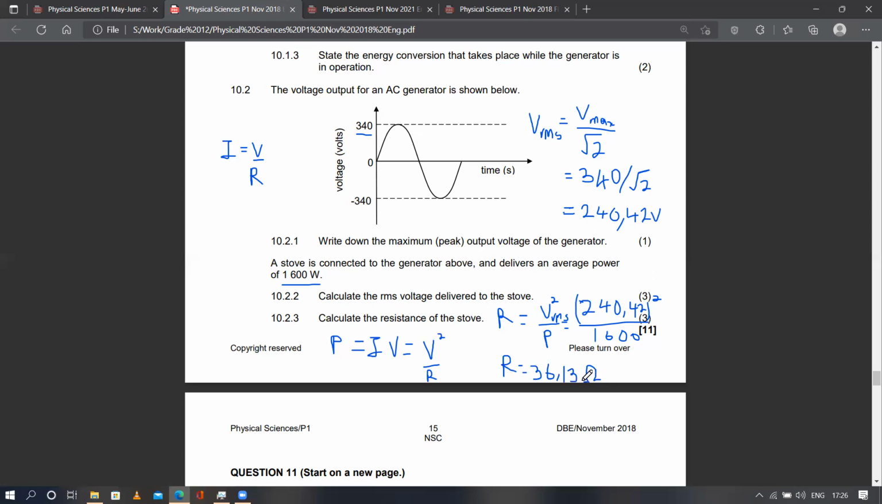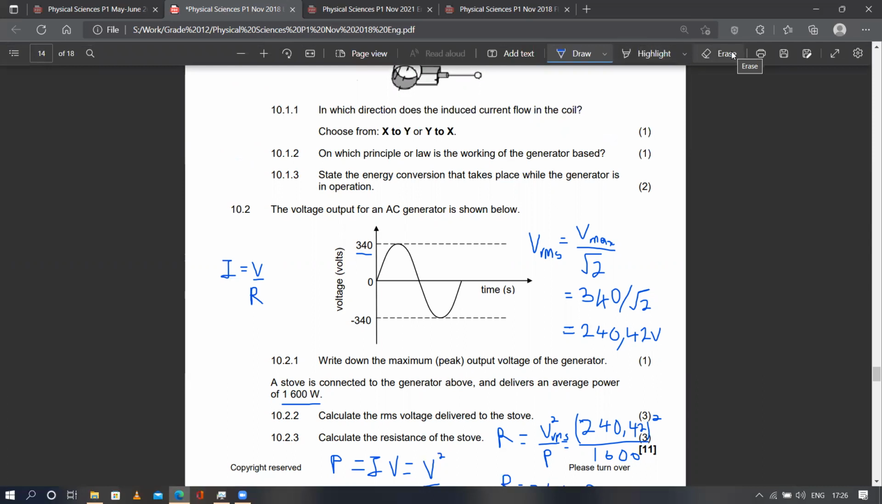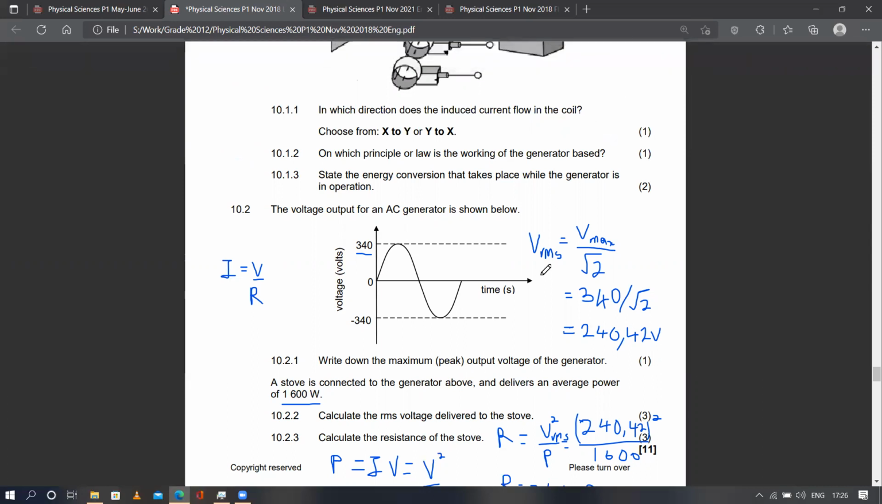So that's basically the entirety of question 10 done. Do you have any questions? No, sir. Okay, but now, do you have an idea of how you're going to work with generators and motors? Yes, sir.